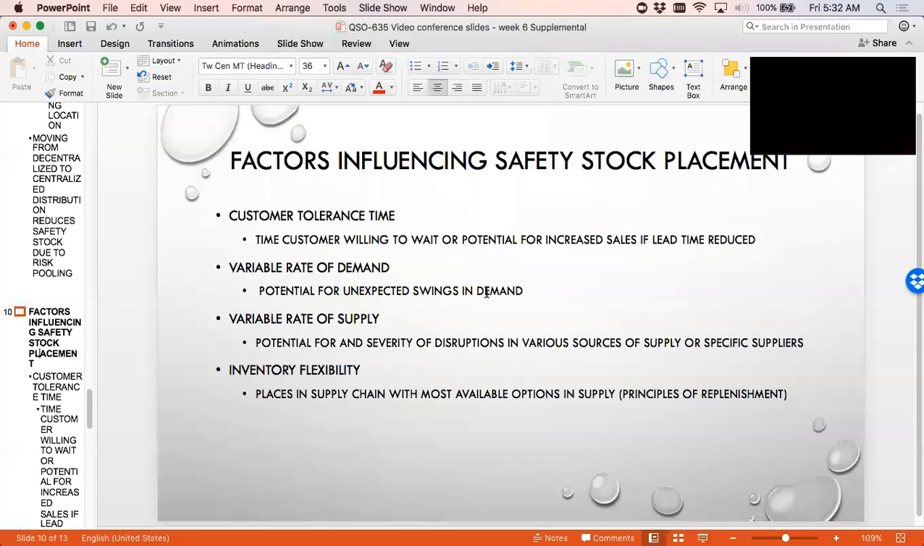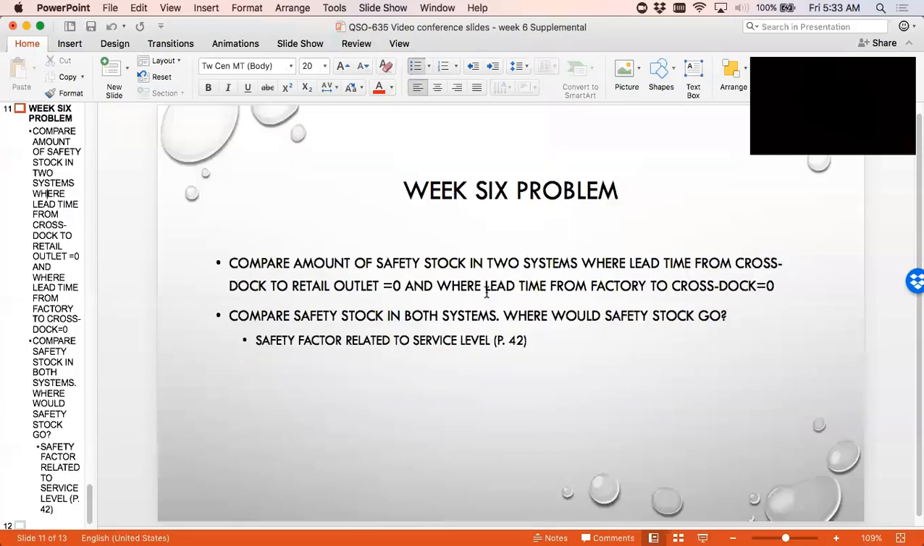First thing, you have a factory, you have a cross dock, and you have a retail outlet. You have 2 retail outlets, sorry. So it says, compare the amount of safety stock in 2 systems where lead time from a cross dock to retail outlet equals 0, and where the lead time from the factory to the cross dock is 0. And it's going to say, compare the safety stock in both systems.